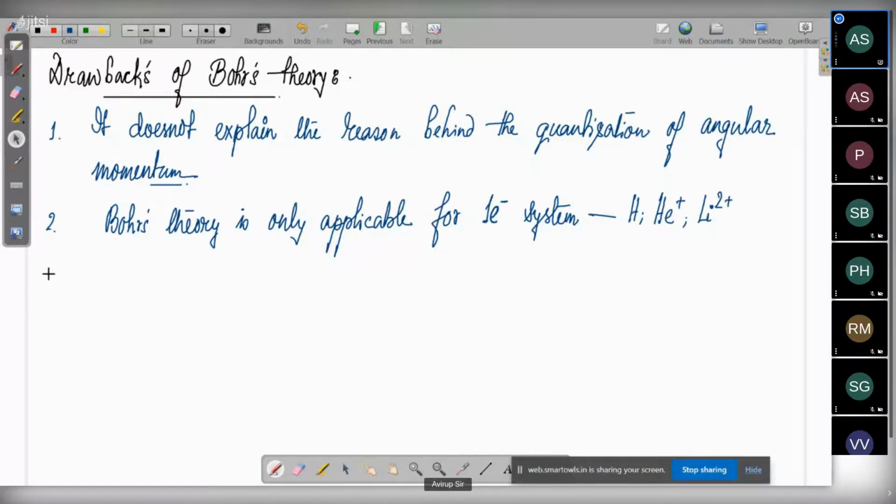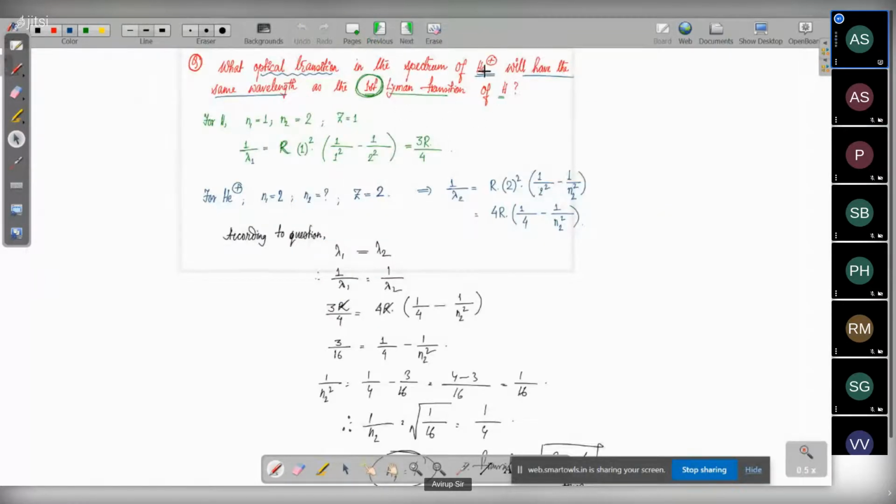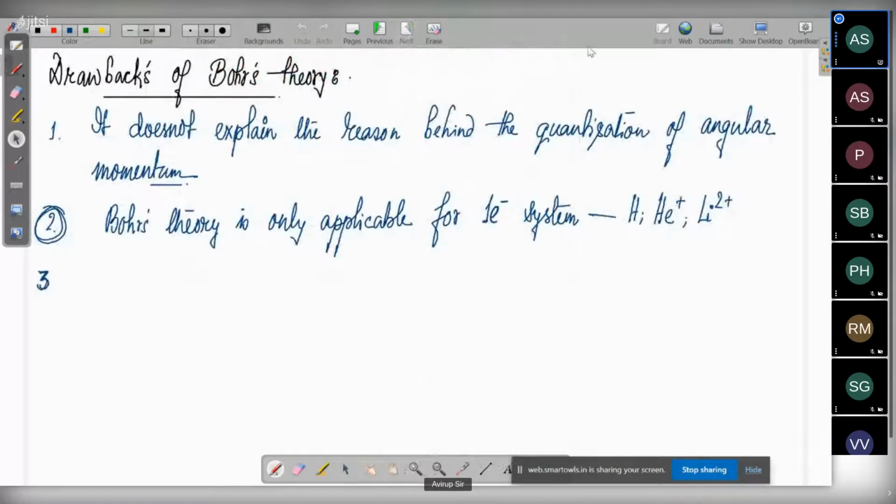Okay. Then the number 3. So this is a very important point. Bohr's theory is only applicable for one electron system. And that is why, if you observe in the previous sum, I had written the atom as helium plus. I had not considered it to be helium. Rather, we had done the sum taking helium plus, because for helium, these things will change a bit. So we are doing it with helium plus, because helium plus is a one electron system and Bohr's theory is applicable only for one electron.